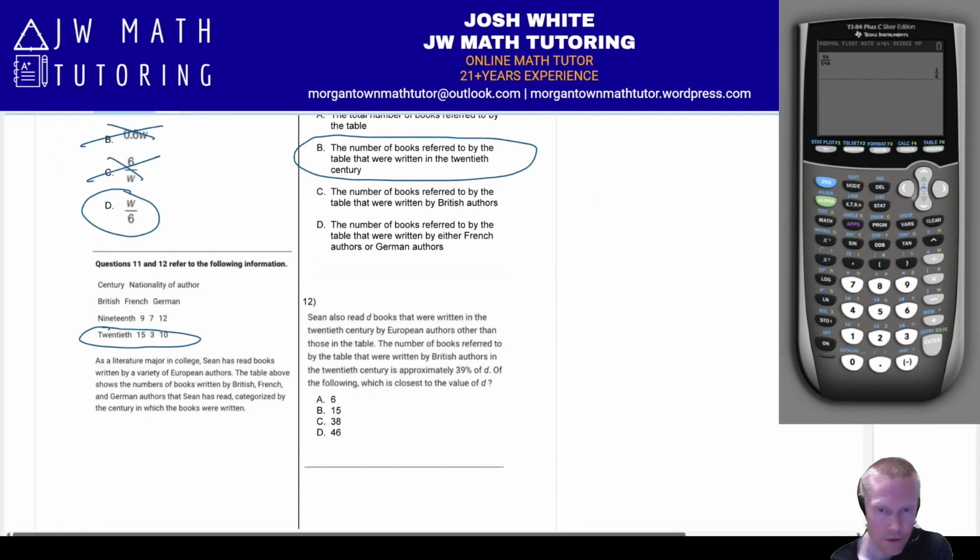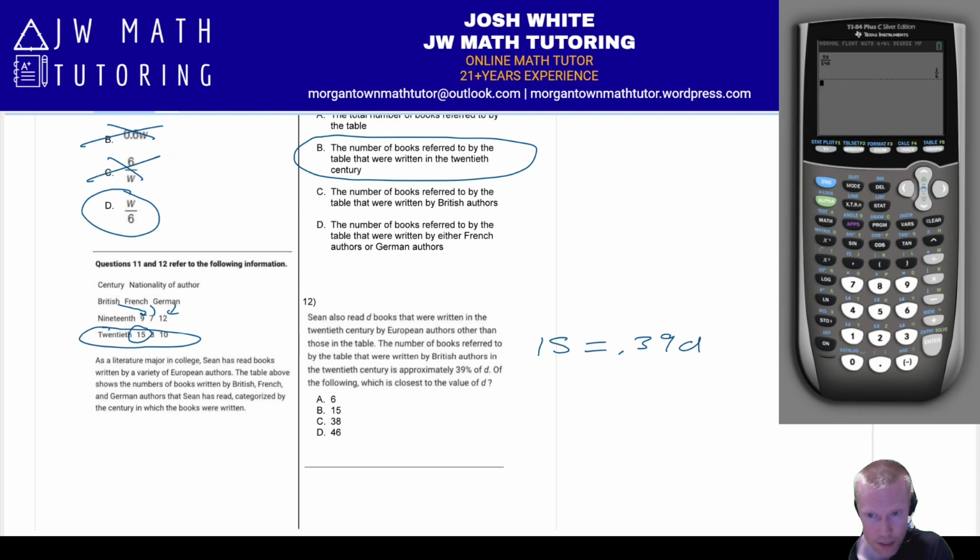Now, for number 12, you can just set up a basic equation. So basically what it's saying is the number of books in the table written by British authors in the 20th century, which is going to be this 15 right here. Because notice, even though this recreation of the test is a little off-center, this is the British column, this is the French, this is the German. So this number of books by British authors, which is 15, is equal to 39%, 0.39, times D. And then it asks for what D is, so you just divide by 0.39.